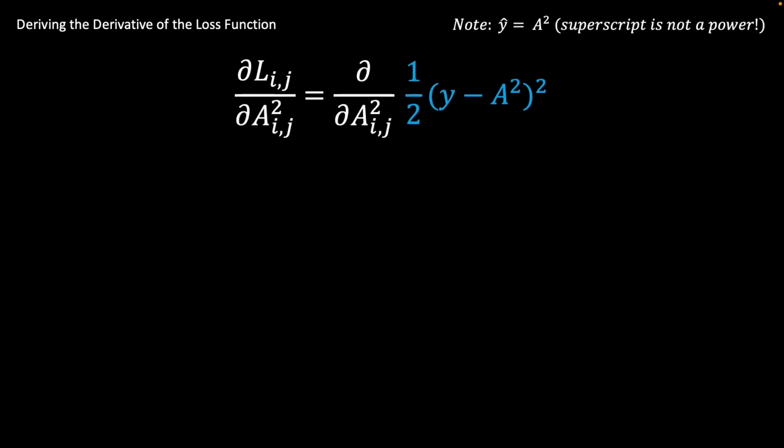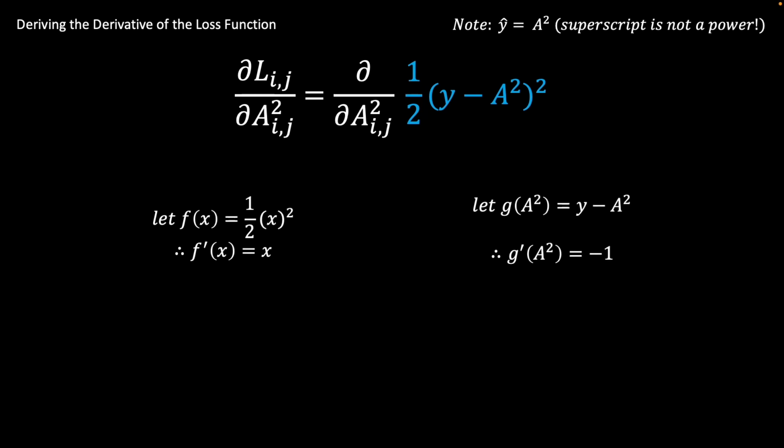So, to find the derivative of the mean squared error loss function, we have to define what the function looks like. The mean squared error is defined as 1/2 (y minus a2) squared. To find the derivative of this with respect to a2, we can use the chain rule. So, let f of x equal 1/2 x squared, the outer function. And let g of a2 equal y minus a2, the inner function. Differentiating f, we get that f prime of x equals x. Differentiating g with respect to a2, we get that g prime is equal to -1.